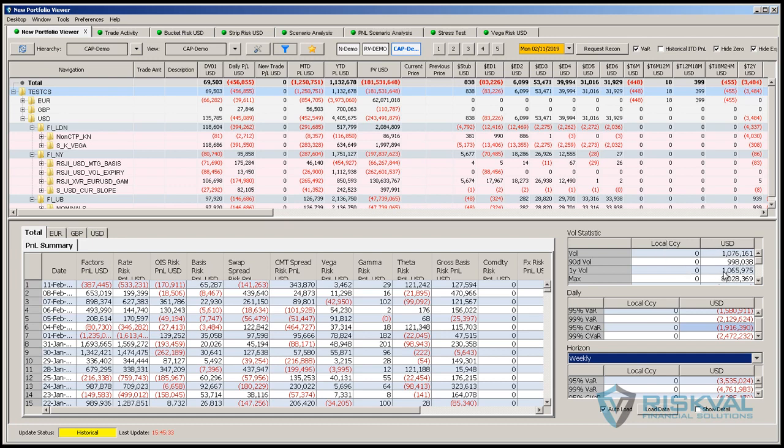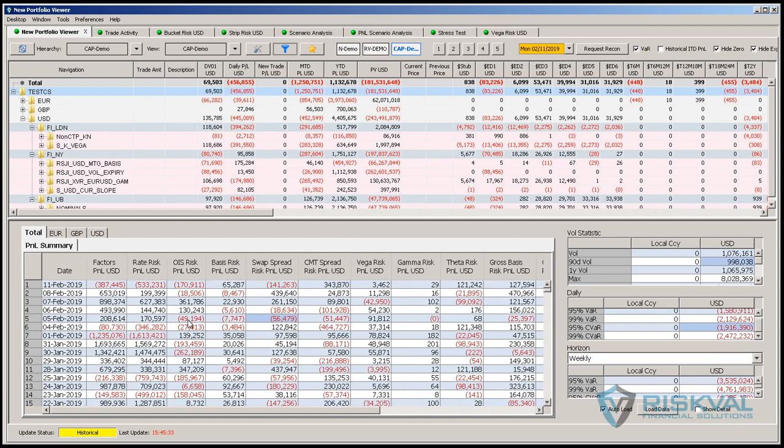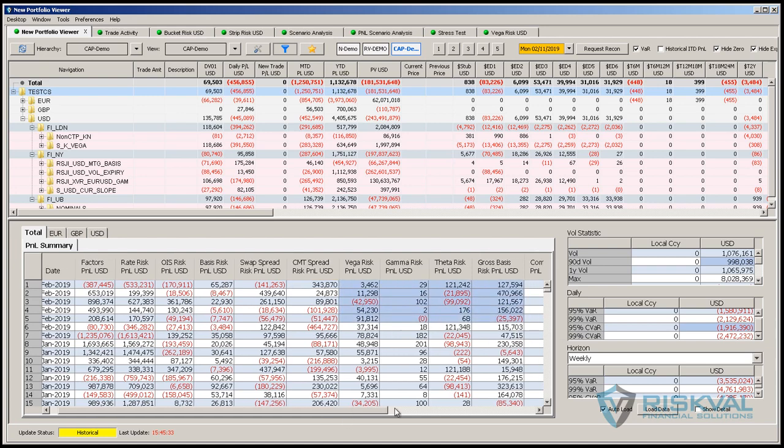In addition, we have standard vol statistics, including the 90-day vol, max drawdown, worst 10-day rolling days, number of up and down. And the important thing is that we can break down the source of your P&L into multiple risk factors. This factor P&L is the aggregate of all of the other factors that we see here, which is the risk sensitivity of your entire portfolio to swap rate risk, funding curve risk, basis risk, tightening and widening, swap spreads, CMT, and then Vega and gross basis.